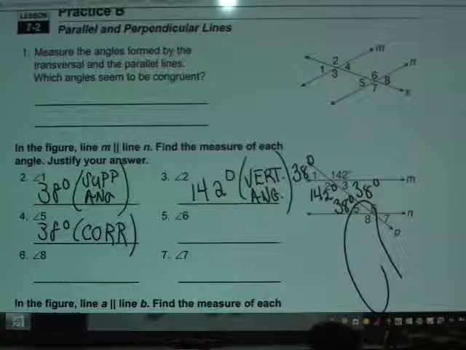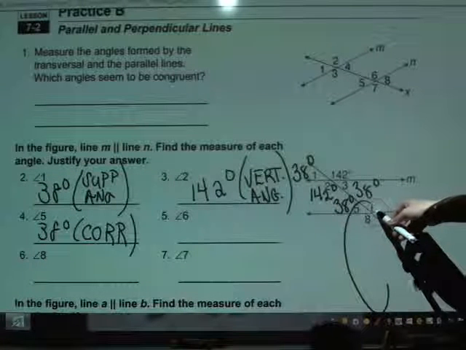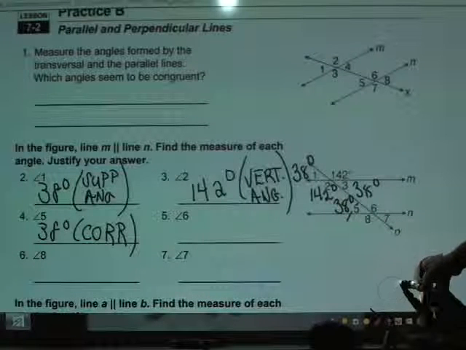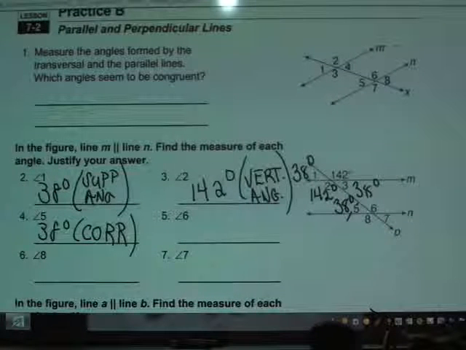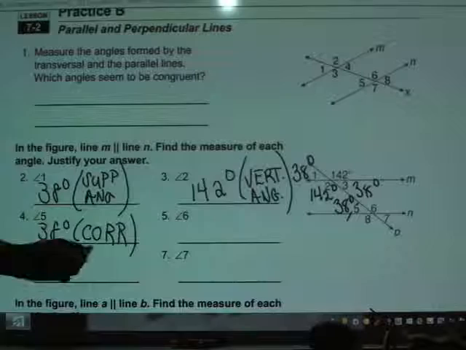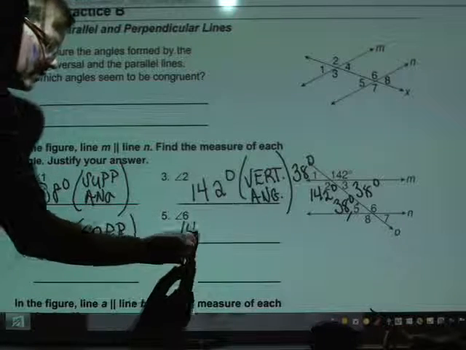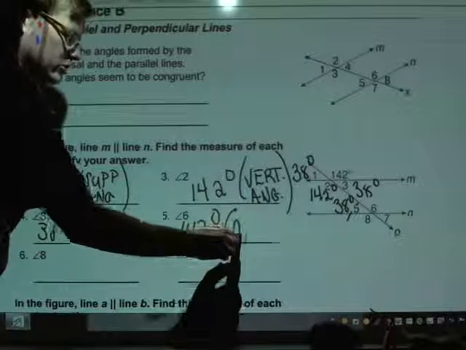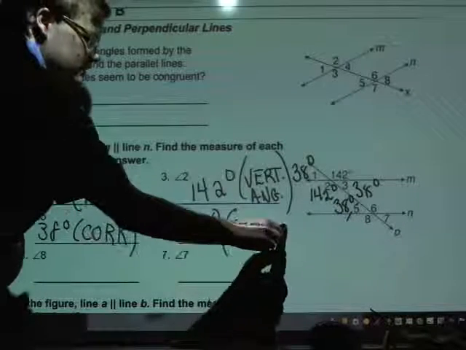And since they're exactly the same, and we know that 2 is 142 degrees, that means angle 6 must also be 142 degrees. So 6 and 2 are related by alternate interior angles, and that angle is going to be 142 degrees.